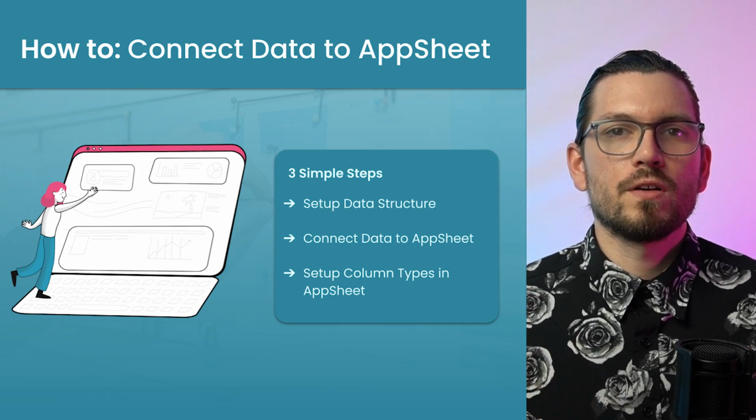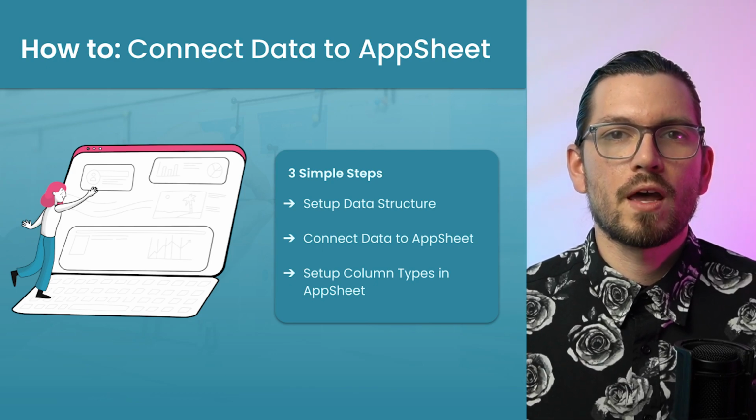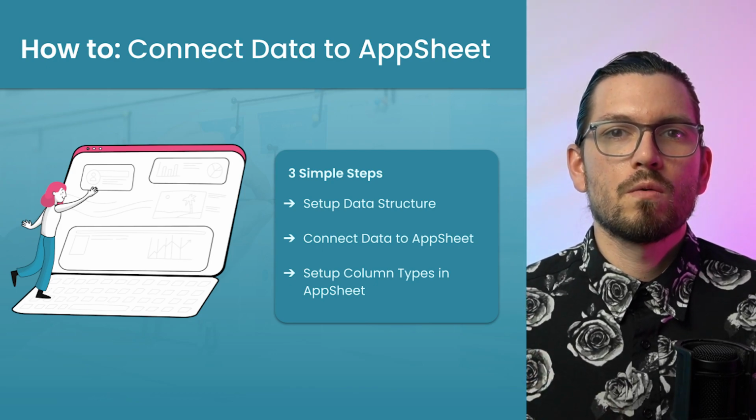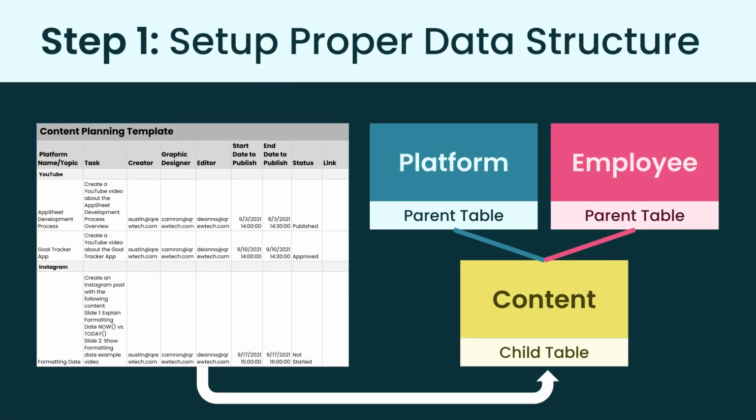Once you have your data, you're going to want to organize it so that it's compatible with AppSheet. Next, we'll look at how to set up the proper column structure inside of AppSheet. Let's get started. All right, in step one, we're going to structure our data inside of our Google Sheets datasets.